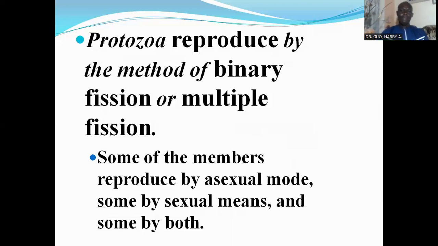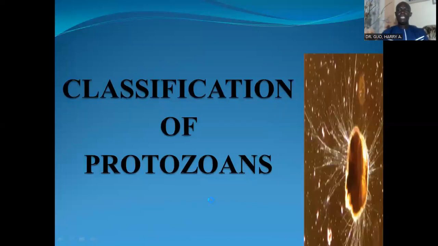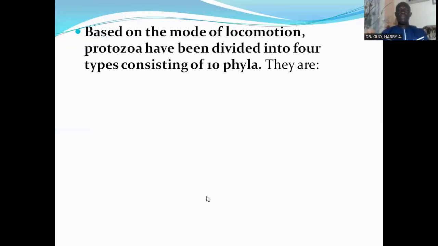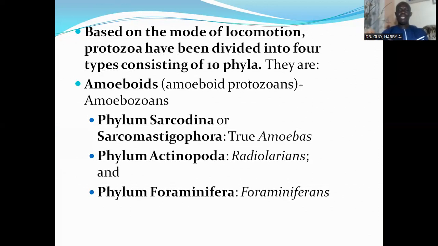Some of the members reproduce by asexual mode, some by sexual means, and some by both. There are some protozoans that reproduce asexually. Some, particularly the paramecia, are able to reproduce sexually, while some combine both sexual and asexual reproduction. Now, classification of the protozoans. Based on the mode of locomotion, protozoa have been divided into 4 types consisting of 10 phyla. The 4 types are the amoeboid protozoans, the ciliate protozoans, the flagellate protozoans, and the sporozoans.